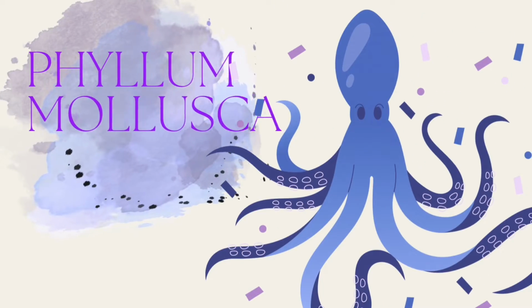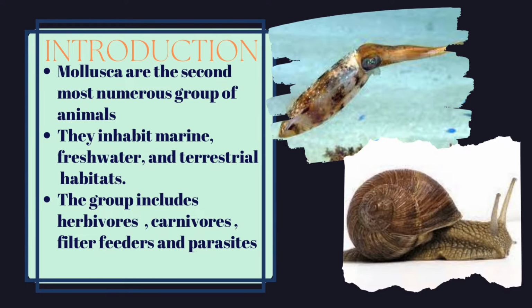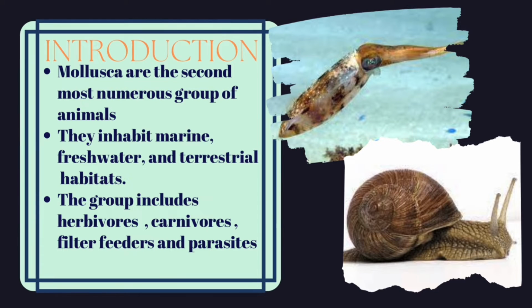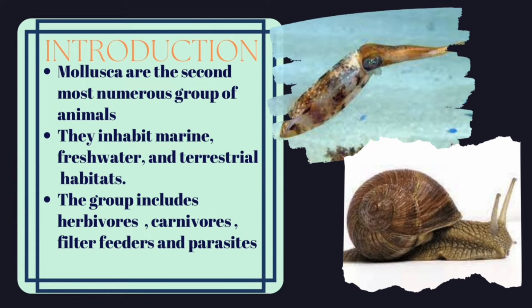Phylum Mollusca. First of all, I would like to introduce you to what Mollusca is. The phylum Mollusca is the second most numerous group of animals with over 100,000 named species. They inhabit marine, freshwater, and terrestrial habitats. The groups include herbivorous, carnivorous, filter feeders, and parasites.